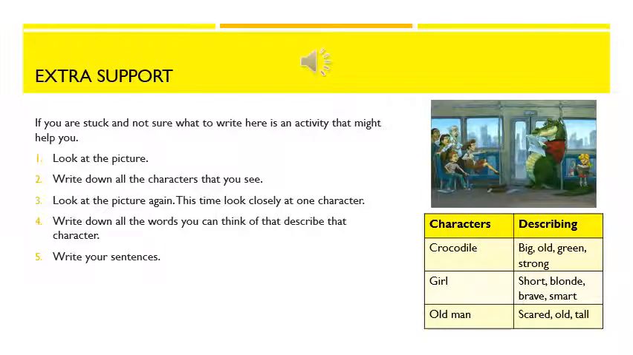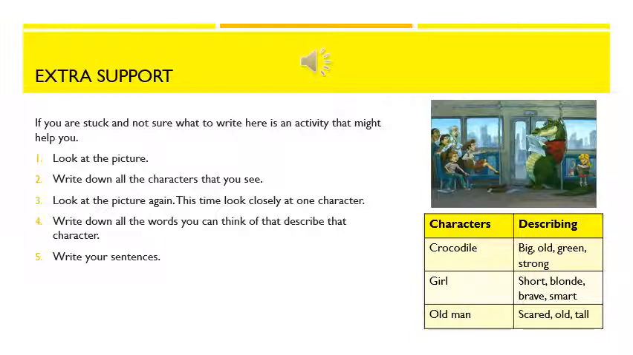If you're still a little bit stuck and you're not sure what to write about, here is an activity that might help you. Look at the picture again, and I want you to brainstorm or write down all of the characters that you can see. So if I'm looking at the picture, I can see there's a crocodile, there's a little girl, there's a young boy, there's a woman, an older man, and there's some other characters on the train as well. So I would write down all of those names.